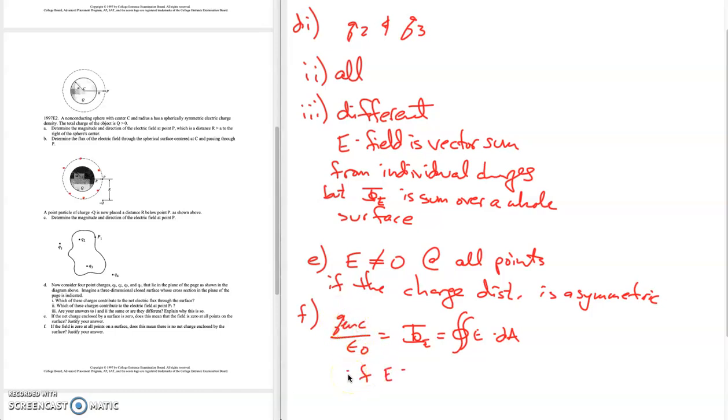So if E equals 0 across the surface, Q enclosed has to be 0 as well.